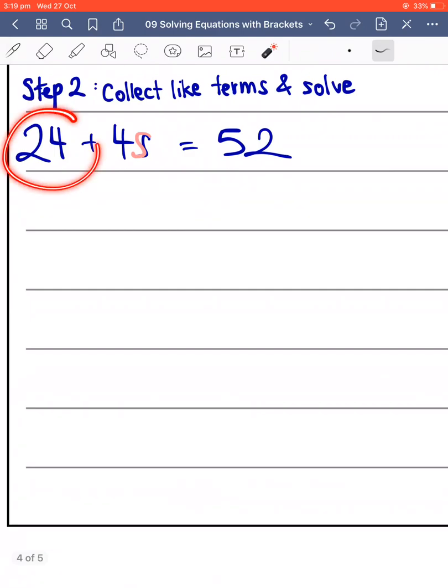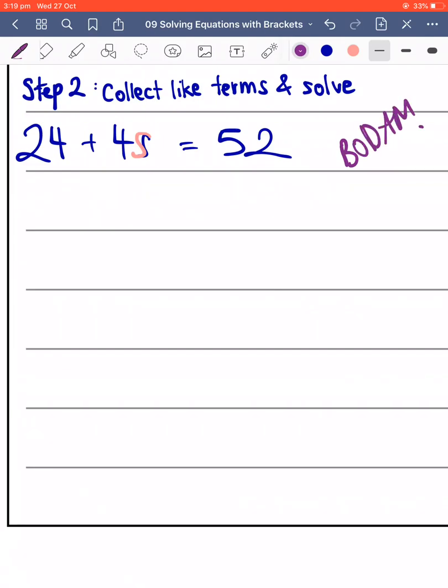So if I have plus 24 here, I'm going to minus 24 on both sides because remember we are doing the reverse essentially of BODMAS, which is SADMOB as I keep saying. Sorry, it'd be nice if I could spell today. So I'm doing the reverse, so any subtraction or addition we do first. So let's get rid of that. So now I'm going to minus 24 from both sides.